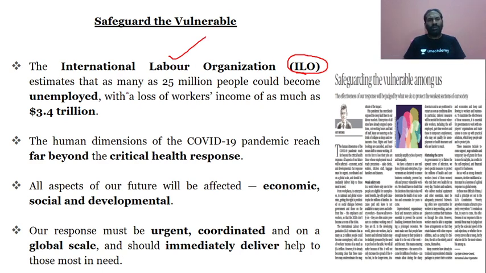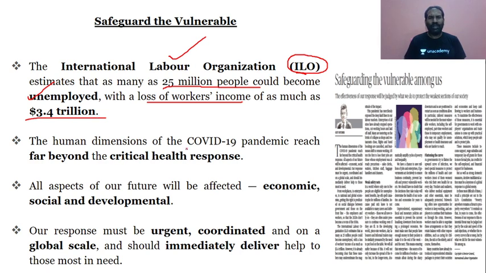So the ILO estimates that there are 25 million people who could become unemployed. Why? Because of the loss of workers' income, which is close to 3.4 trillion US dollars. So the ILO is estimating that 25 million people could be unemployed, and once they are unemployed, the loss of workers' income could reach up to 3.4 trillion. That means it is really impacting unemployment a lot, that is the loss of jobs.